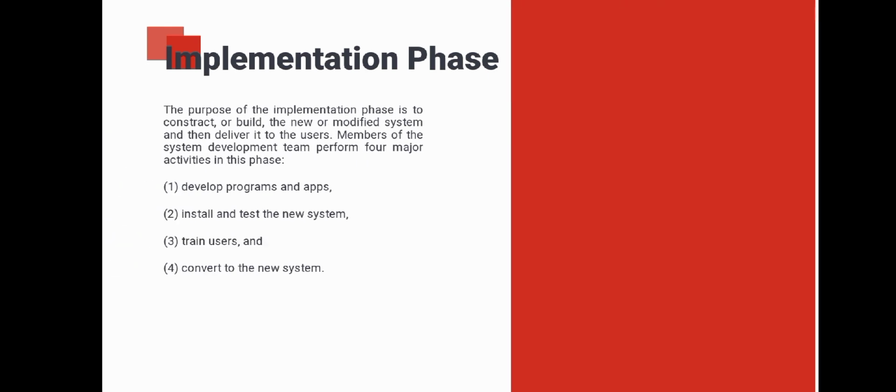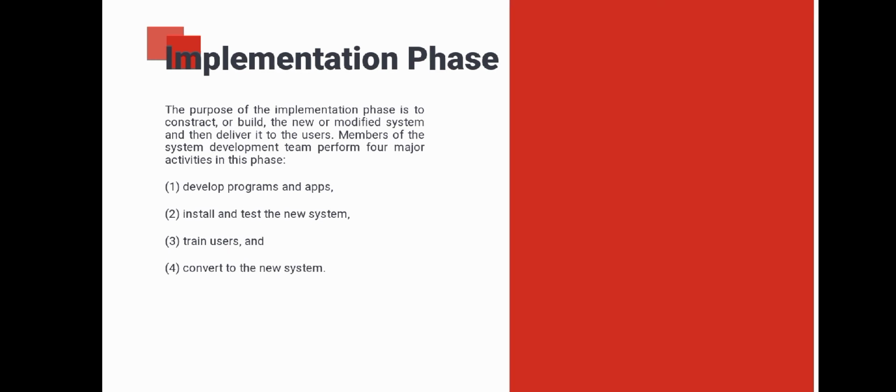Implementation phase. The purpose of the implementation phase is to construct or build the new or modified system and then deliver it to the users. Members of the system development team perform four major activities in this phase: 1. Develop programs and apps. 2. Install and test the new system. 3. Train users. And 4. Convert to the new system.